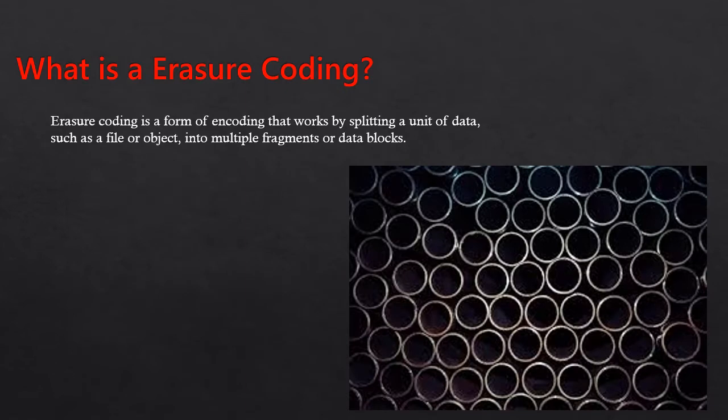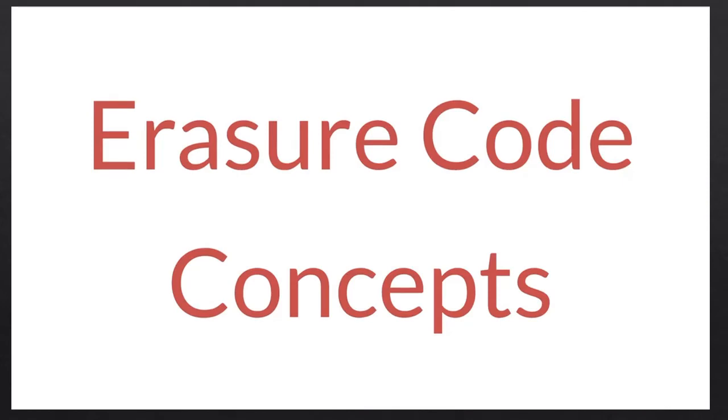Erasure coding is a form of encoding that works by splitting a unit of data, such as a file or object, into multiple fragments or data blocks. Then it creates additional fragments or parity blocks that can be used for data recovery. In the event of a failure, the parity fragments can be used to rebuild the data unit without experiencing data loss. With erasure code, the original data can be reconstructed even when a large number of blocks disappear.